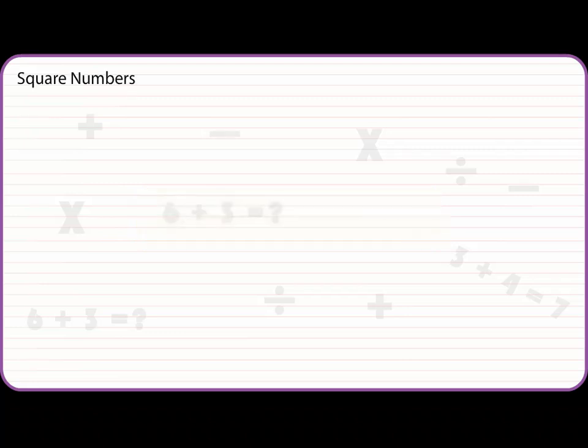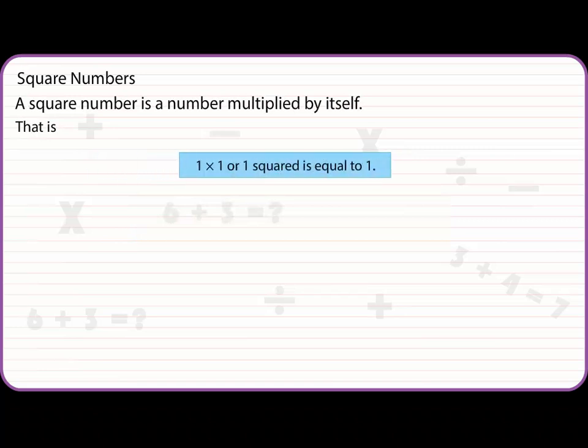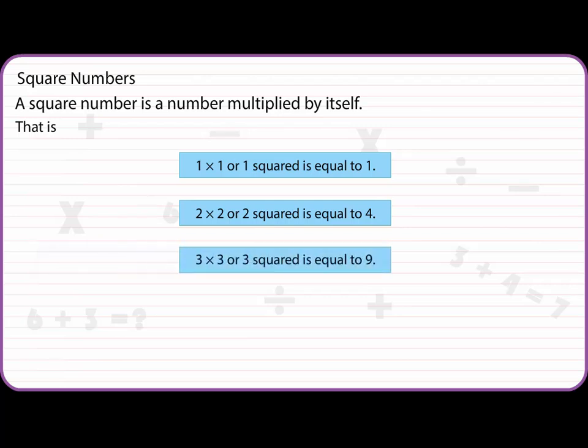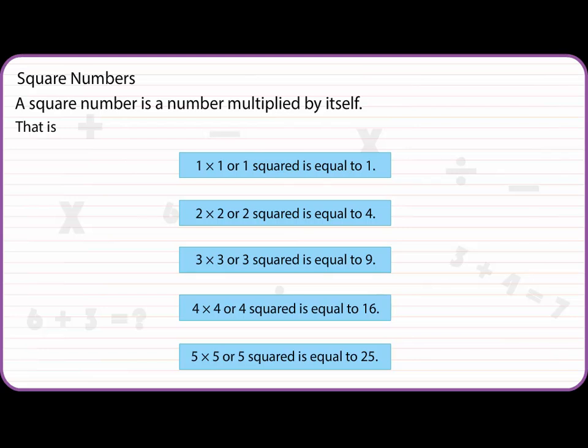Number patterns. We find many types of patterns in numbers. Look at the patterns shown below. Square numbers. A square number is a number multiplied by itself. That is, 1 into 1 or 1 squared is equal to 1. 2 into 2 or 2 squared is equal to 4. 3 into 3 or 3 squared is equal to 9. 4 into 4 or 4 squared is equal to 16. 5 into 5 or 5 squared is equal to 25, and so on. The pattern of square numbers is 1, 4, 9, 16, 25, and so on.